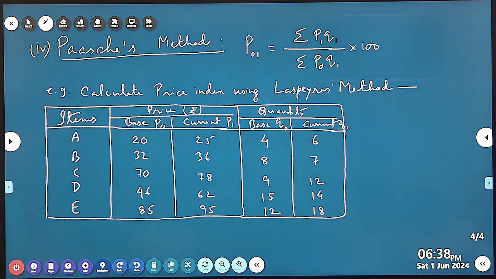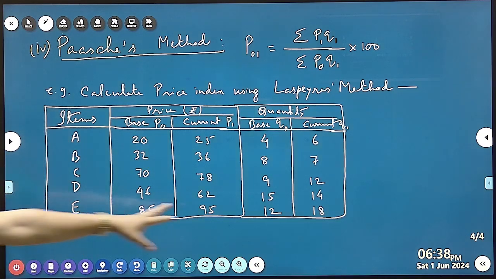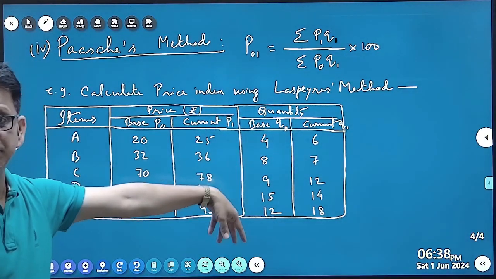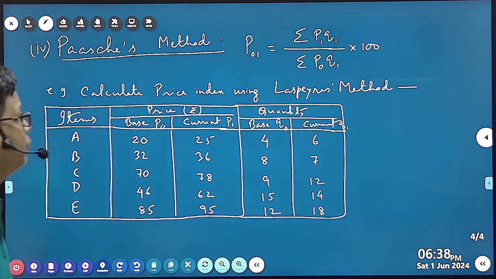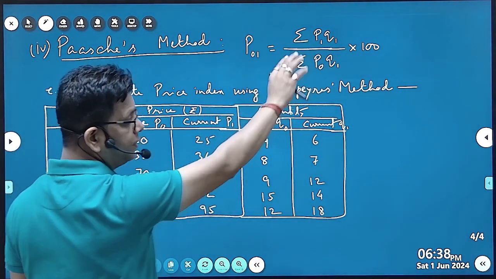So this is the next method given by this mathematician. Paasche's method. Getting it? In this method, just see the differences. Now in this, Q naught is immaterial, so this Q naught we don't have to take. Remaining things are the same. We need to multiply. So the differences, you understood now?